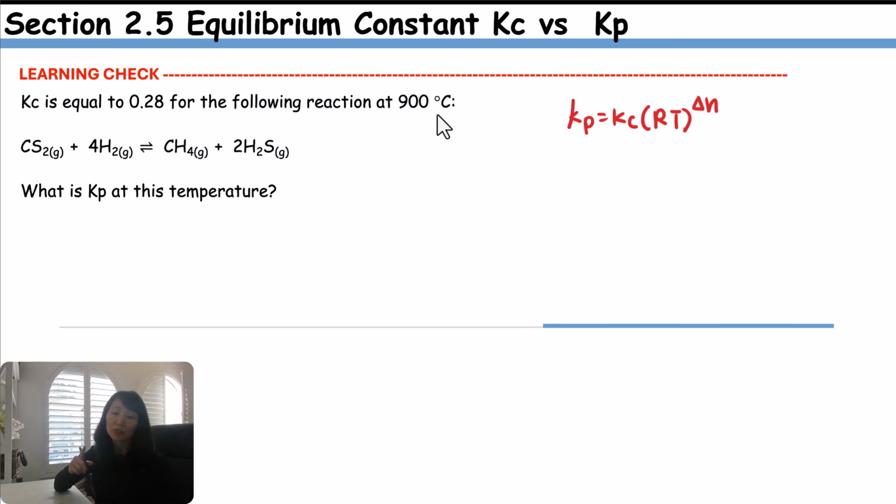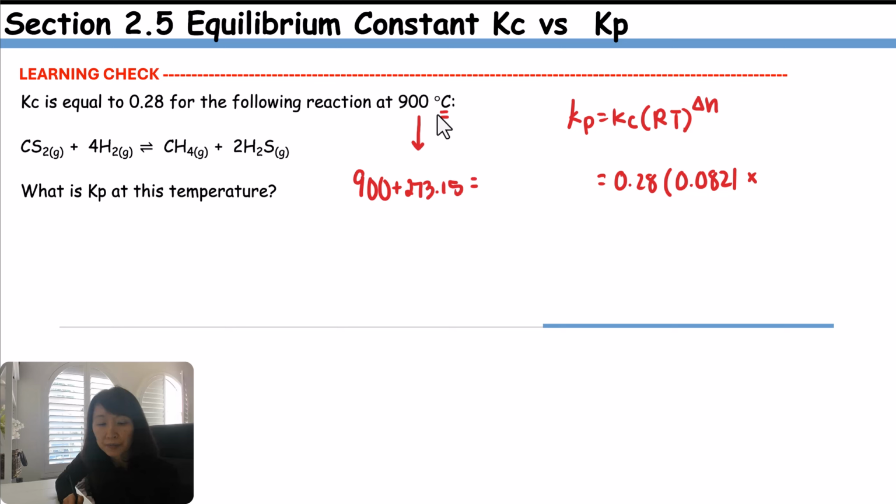So let's plug individual values in now. Kc, it's shown that it's 0.28. Our R value is 0.0821. And I'm not going to write all the units down because it does get really crowded. And for temperature, we don't want to put 900 there because it's in Celsius. We want to change that into Kelvin, so I'm going to go ahead and do that. 900 plus 273.15 is 1173.15 Kelvin. And then to the delta N power.